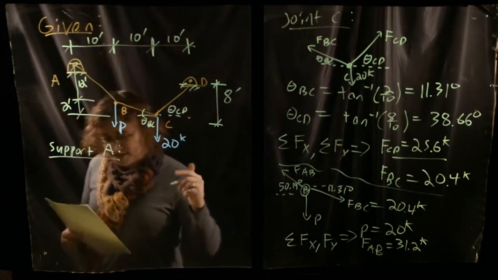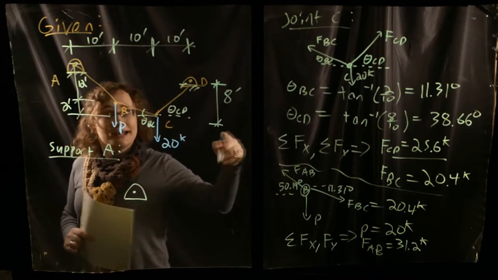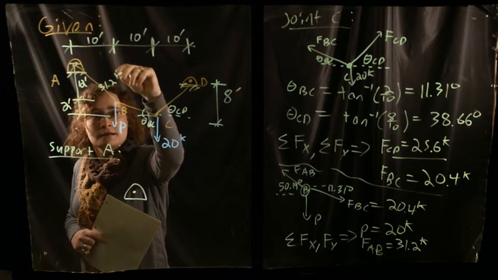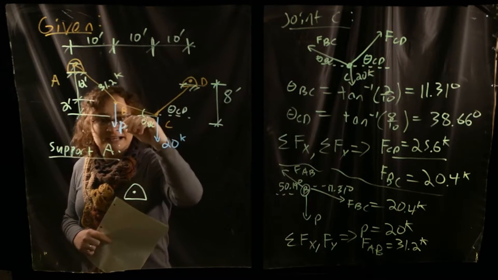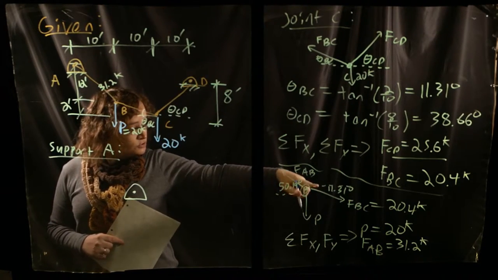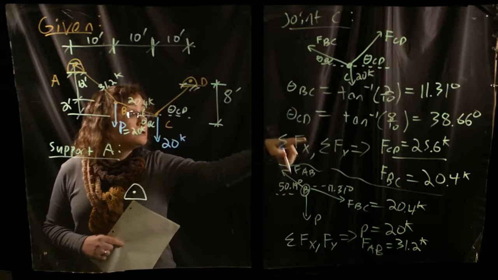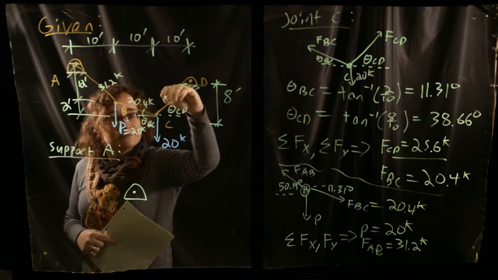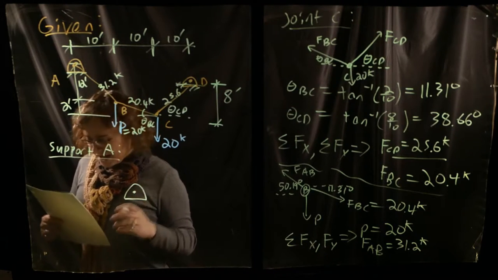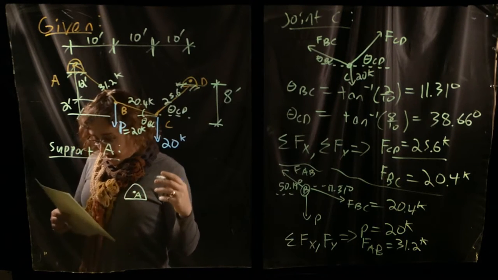Let's draw out a free body diagram of this. And in fact, maybe I'll go ahead and write some of these forces on here. FAB is 31.2 kips. P is our 20 kips. BC is 20.4 kips. And CD is 25.6 kips. Lovely diagram.